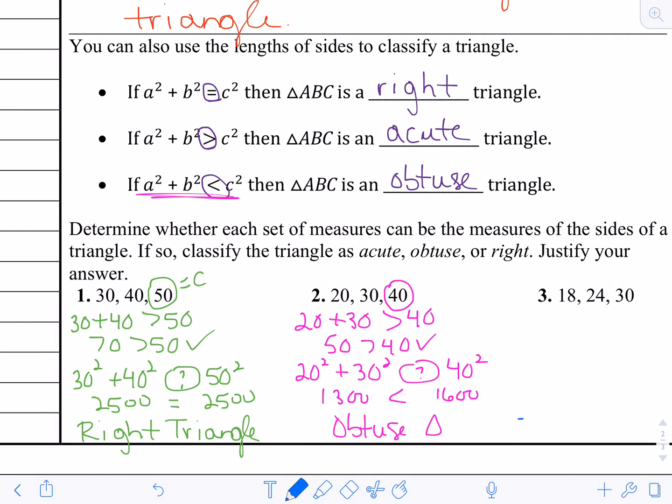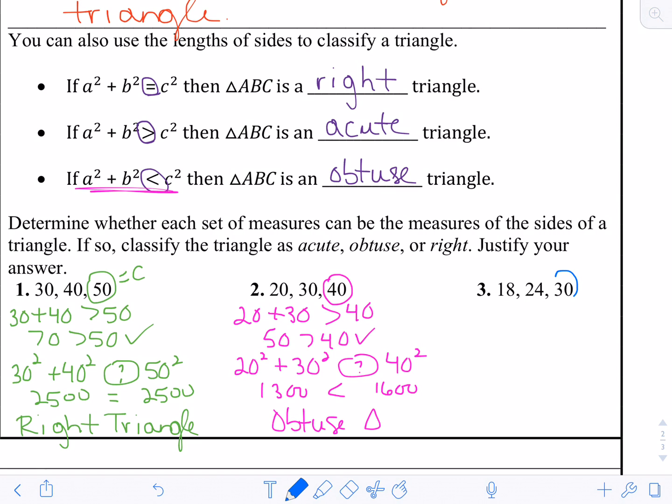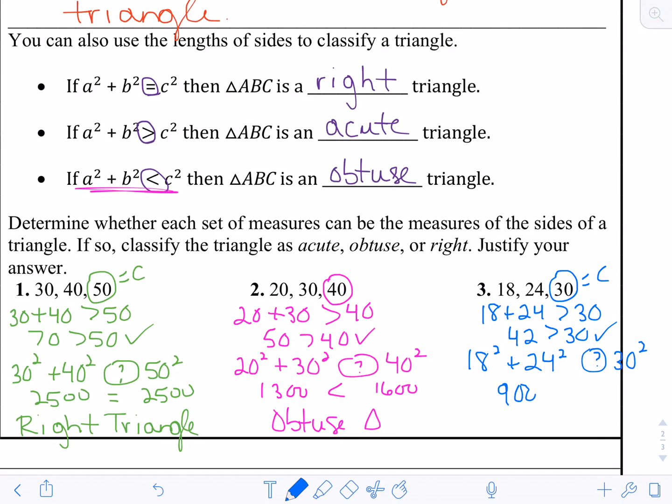All right, last one. 18, 24, and 30. First thing you need to do is make sure that you have a triangle. So add up the two smaller sides. Make sure it's greater than the biggest side. 18 and 24 gives you 42. 42 is greater than 30, so yes, we have a triangle. Okay, this is my biggest side, so this is my C. So now let's see what kind of triangle we have. So we have 18 squared plus 24 squared, and we are going to compare that, so we're not quite sure yet how that compares to 30 squared. So 18 squared plus 24 squared gives you 900, and then 30 squared gives you 900. So we know these are equal to each other, therefore you have a right triangle.